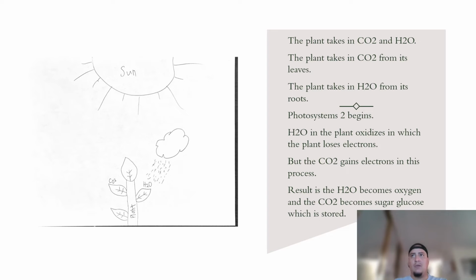H2O in the plant oxidizes, in which the plant loses electrons, but the CO2 gains electrons in the process as well, resulting in the H2O becoming oxygen and the CO2 becoming sugar, glucose, essentially carbohydrate, which is stored for later use in the plant.